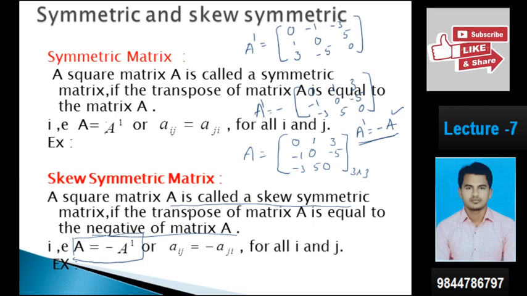The difference is, in the symmetric matrix Aij equals Aji, but here Aij equals minus of Aji. That element should contain the opposite sign. Same element, opposite sign. See here, this is a skew symmetric matrix. A is a skew symmetric matrix.